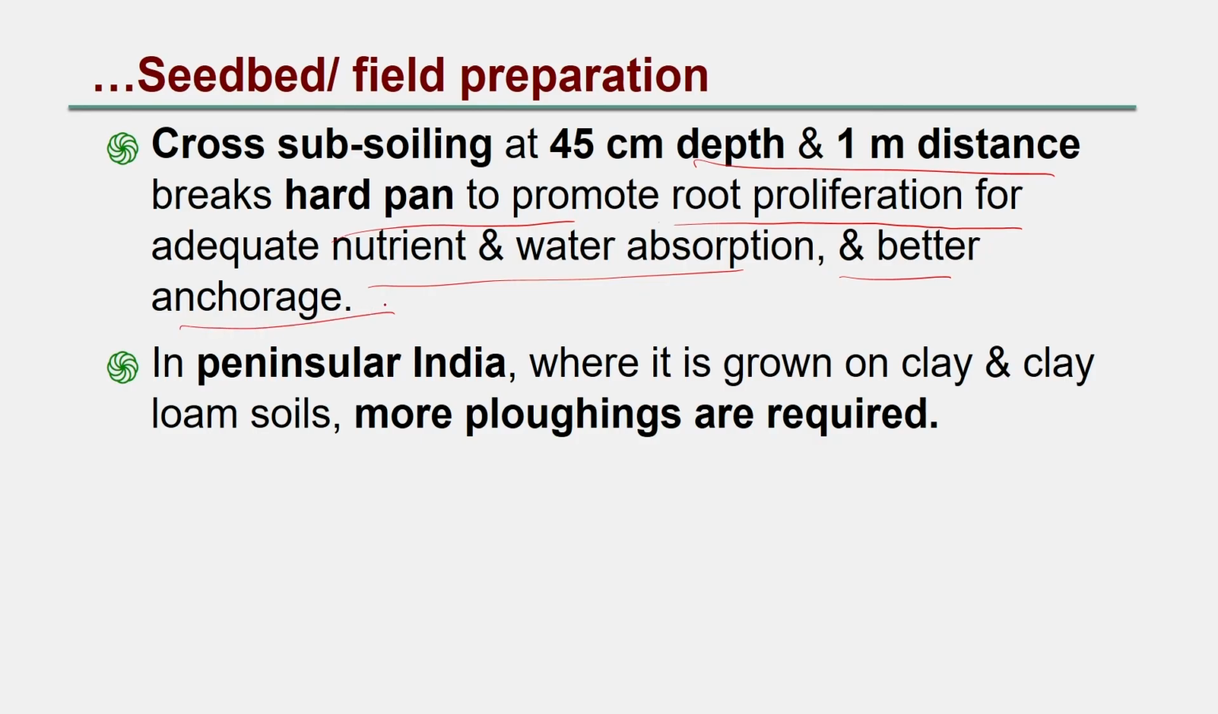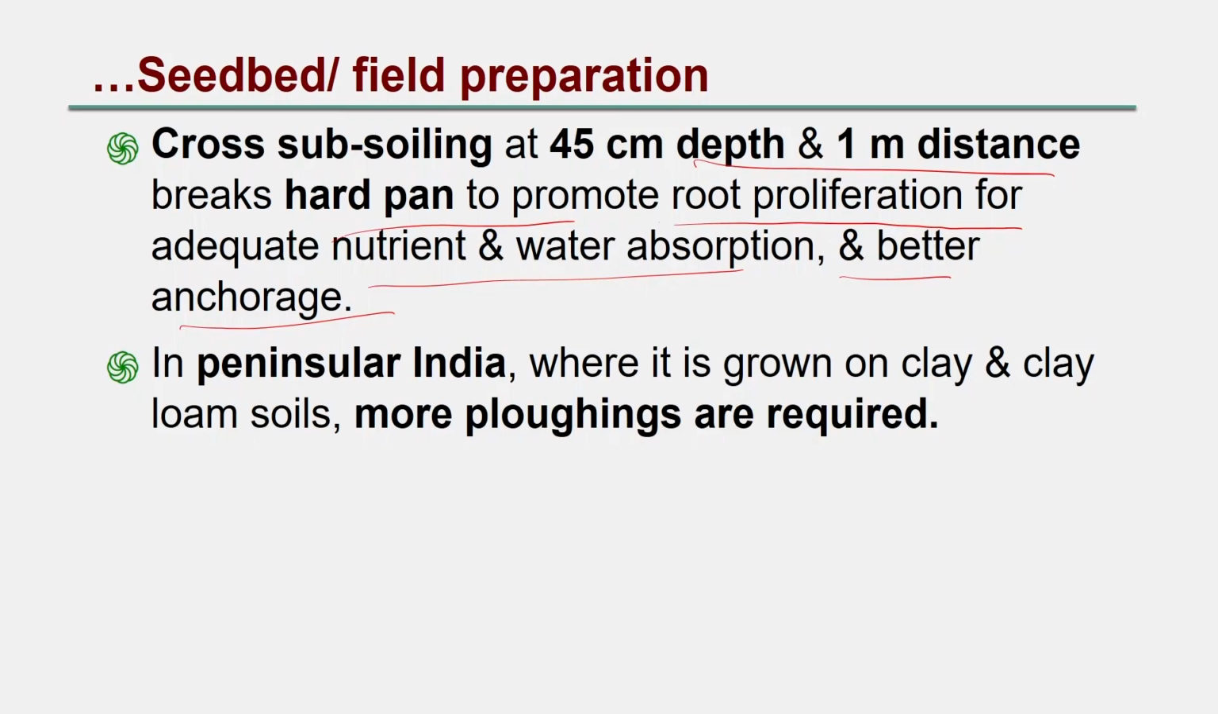So what happens under certain soil conditions, there may be formation of hard pan below the plough layer, which is required to be broken down for better root growth, better aeration, and also better water relations in the soil. In peninsular India, where it is grown on clay and clay loam soils, more plowings may be required.